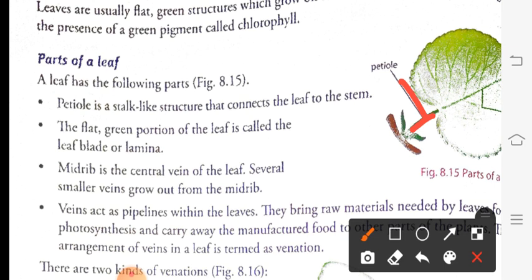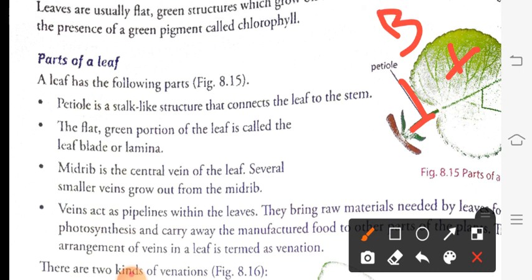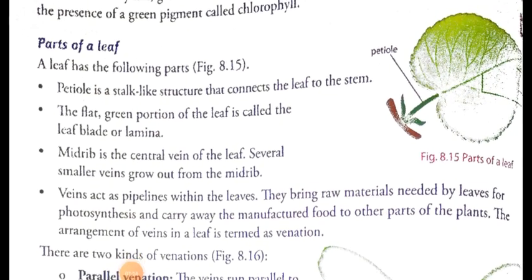The next part we will talk about is the flat green portion of a leaf, which is called the leaf blade or lamina. This green portion is called the leaf blade. So my dear students, this flat green portion of the leaf is called the leaf blade or lamina.